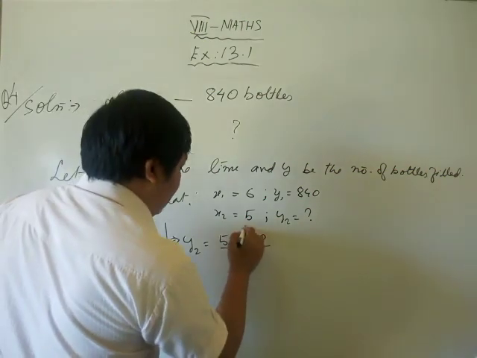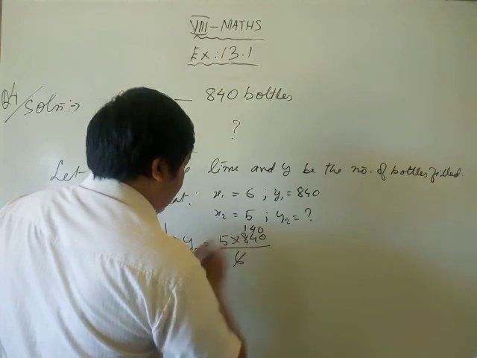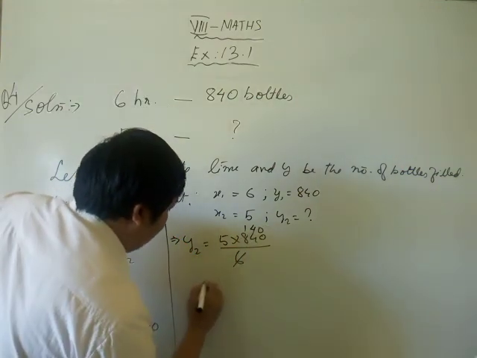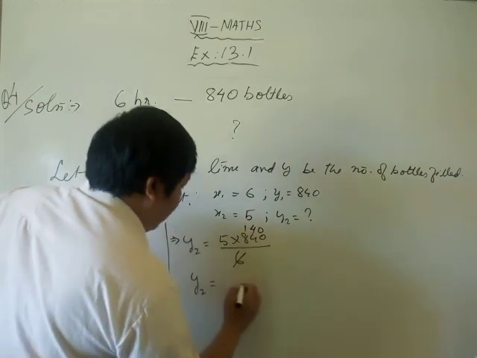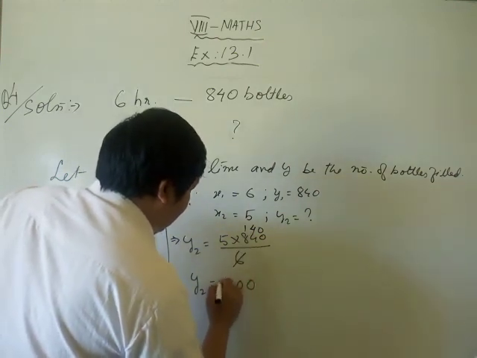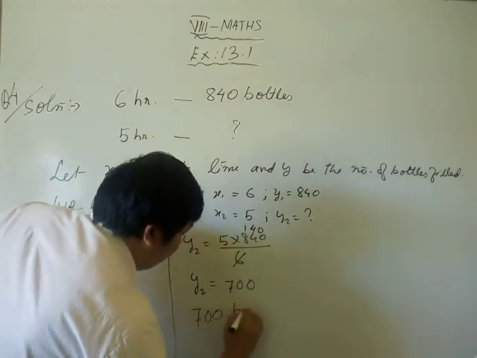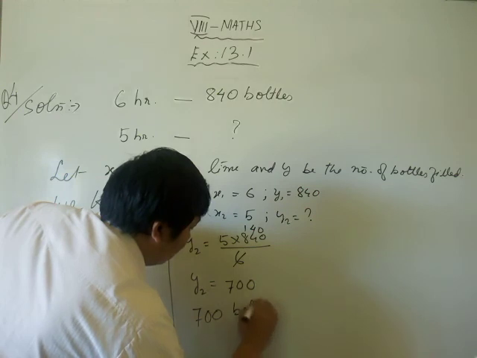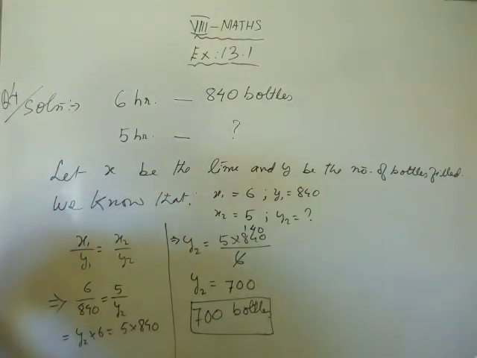6 1s are 6, 6 4s are 24. That means how much do we get here? Let's see. y2 is equal to how much? 700. That means 700 bottles is the answer. Okay, this is the answer.